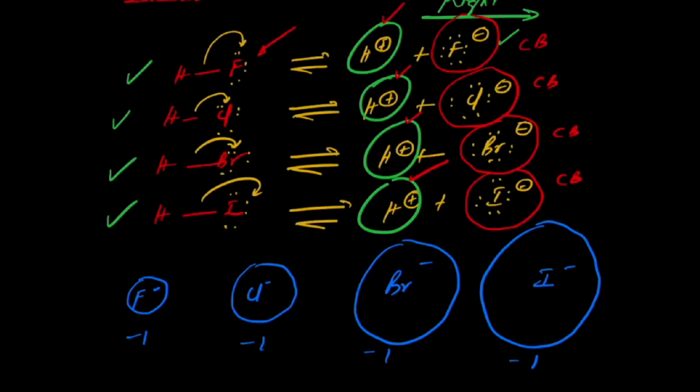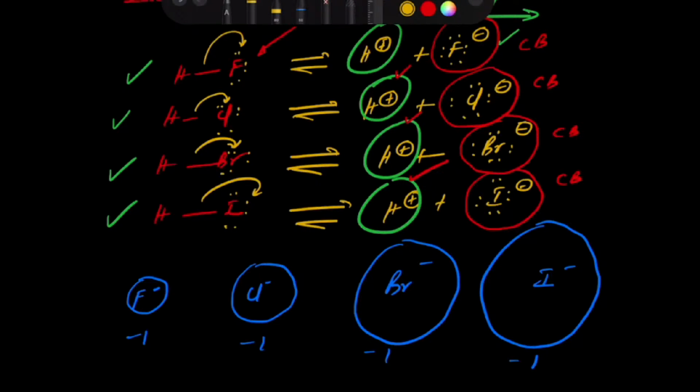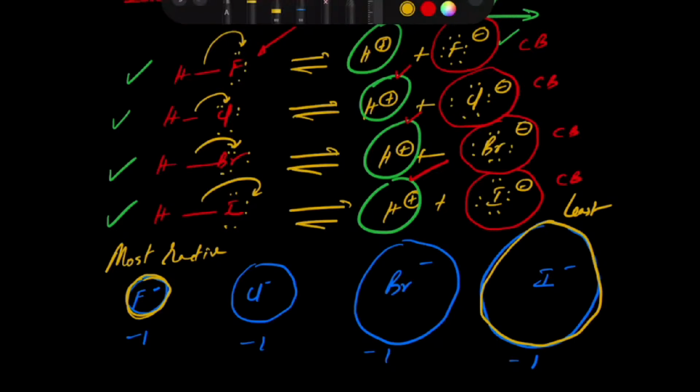So which is most reactive? This is most reactive, right? Because the charge is concentrated in a smaller volume. Which is least reactive? This is least reactive. Why? Because the charge is dispersed. Now tell me, which is more stable, this or this? I minus is more stable.